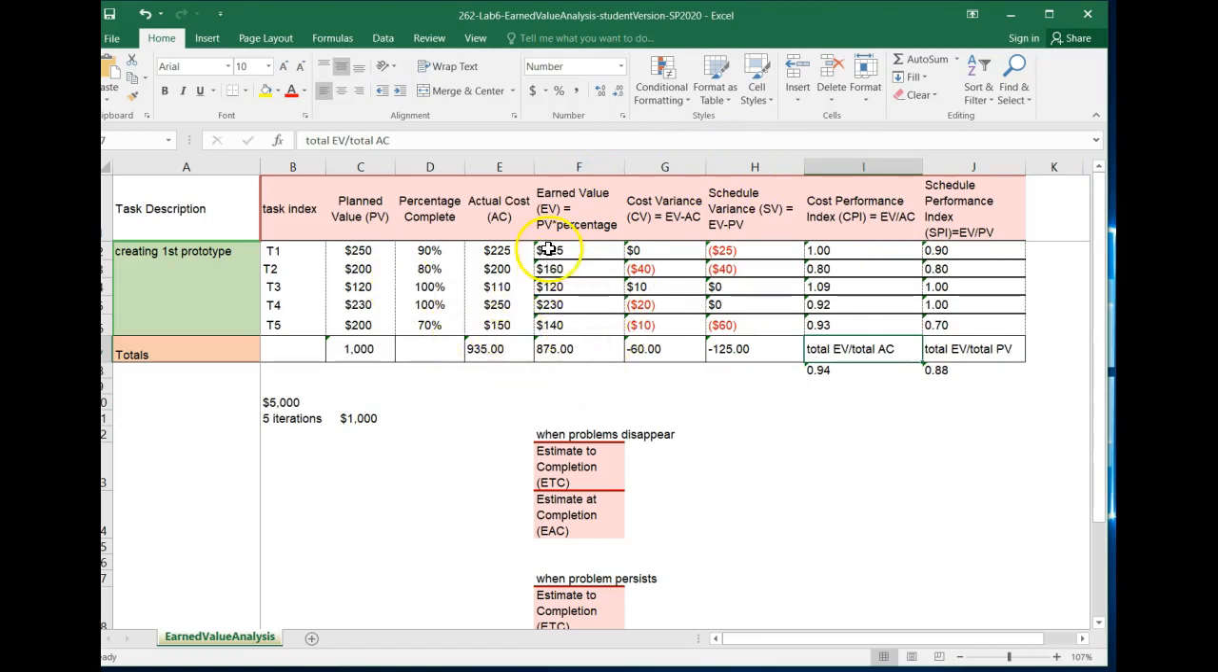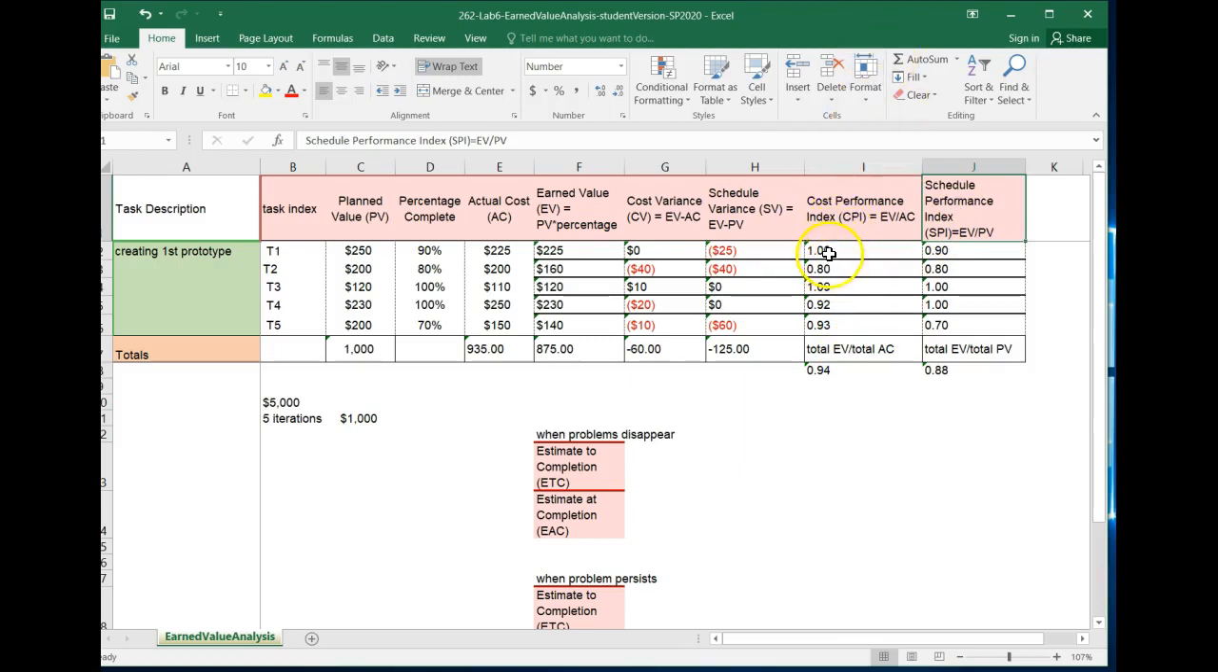So this is what we do. First, we calculated earned value. Your planned times percentage. That's how much you would pay if you were to go according to your plan. You compare earned and actual. That's your cost variance. Earned and planned. That's your schedule variance. You divide those two, earned value and AC, you get cost performance index. You divide earned value and PV, schedule performance index.